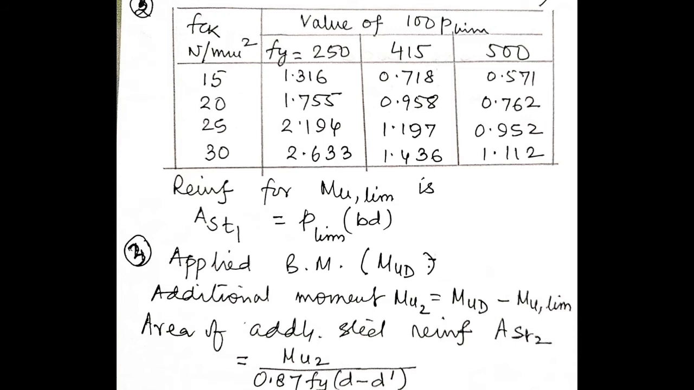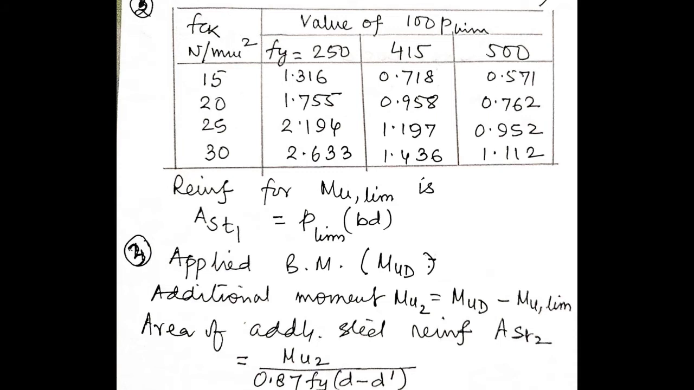Step number 3. Now you should find the applied bending moment. As you already know, if it is a simply supported beam with UDL, it is wl square by 8. If it is a cantilever beam with UDL, then it is wl square by 2. This is the basic of bending moment value. So the applied bending moment you can find from the problem given, according to the span and the loading given. Then the additional moment Mu2 is equal to the applied moment on the beam minus the Mu.lim. So this will give you the additional moment.